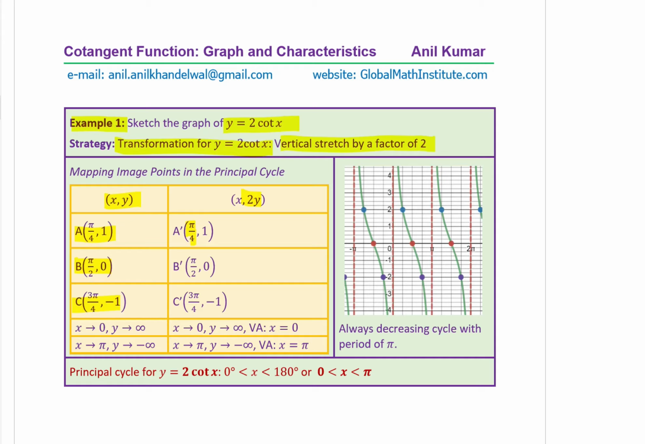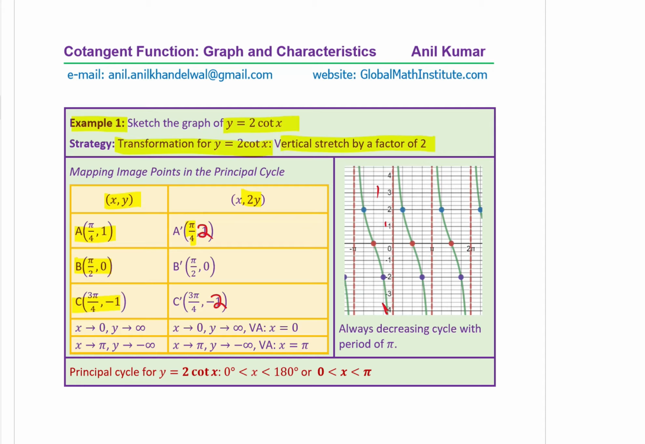Let me correct these values here. So at pi by 4, the value will be 2. At pi by 2, it will remain 0. And at 3 pi by 4 it is going to be minus 2. So those are going to be the image points, correct? So the image points, as we have shown here, for our principal cycle, which is right here. That is the point B dash, that is A dash, and this is C dash, correct? So these are the three critical points.